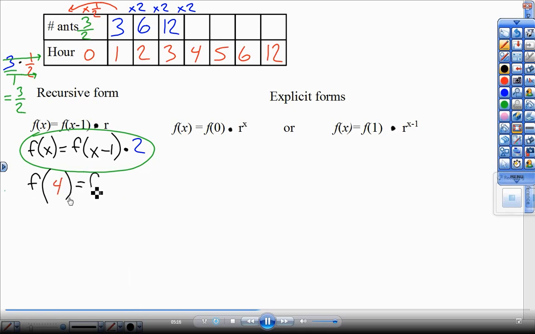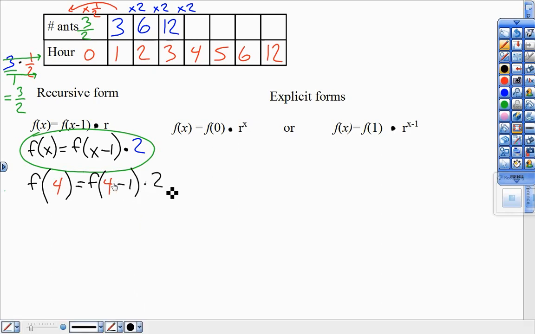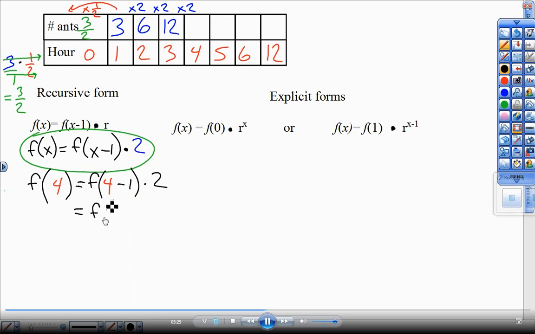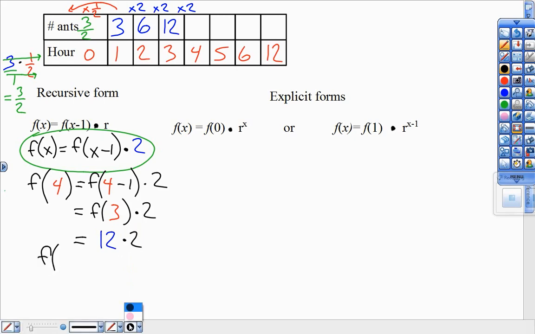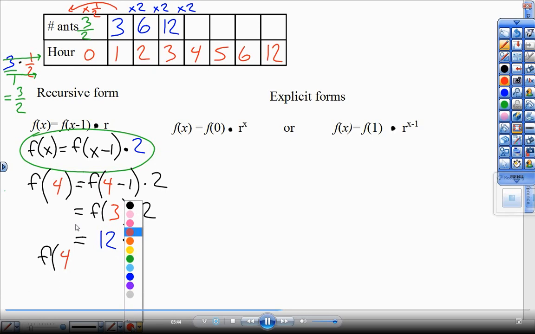But to show the work in the recursive form, plug in 4 right here and 4 right here for x times 2. That gives me the function at the third term times 2. I replace that f of 3 with the value at the third term, which is 12 times 2, which tells me that the math to find the fourth term using this recursive function is the number before it, 12 times 2, which gives you 24.